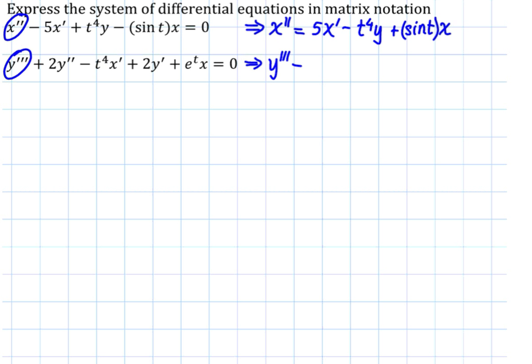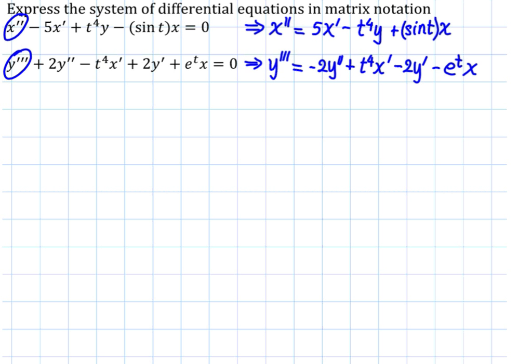I mean, the third derivative of y: negative 2y double prime, minus, that turns into a plus when it moved to the other side, minus 2y prime minus e to the t x. Right. What we see is on the right hand side we'll have x derivative, y first and second derivative.